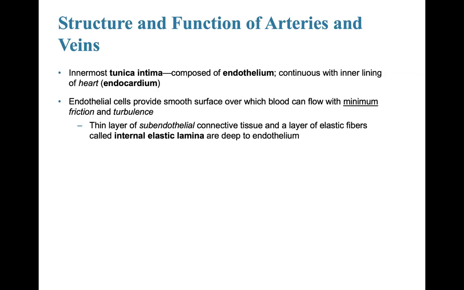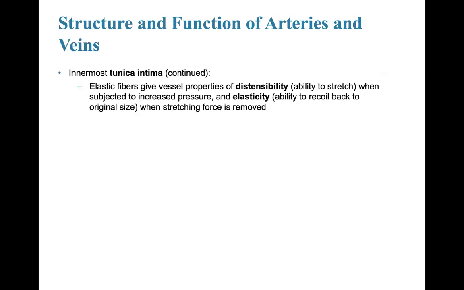This is a thin layer. You have a thin layer of subendothelial connective tissue and a layer of elastic fibers called the internal elastic lamina that is deep to the endothelium. And this allows for a little stretch and recoil there. The elastic fibers will give the vessel properties of distensibility, the ability to stretch when subjected to increased pressure, and elasticity, the ability to recoil back to its original size when that force is removed.